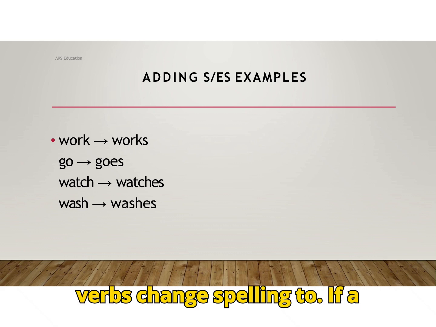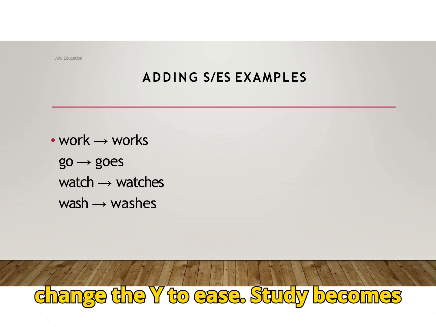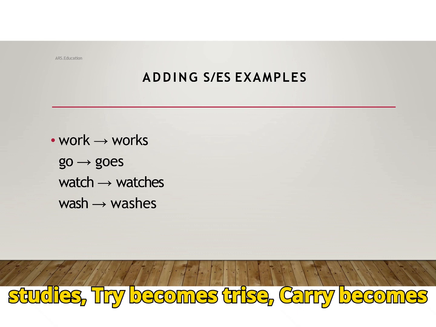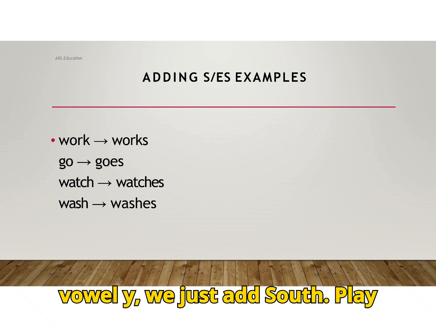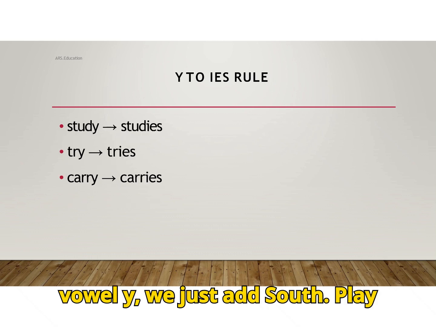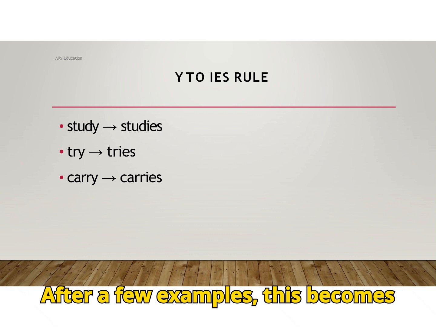Some verbs change spelling too. If a verb ends with a consonant plus y, we change the y to ies. Study becomes studies, try becomes tries, carry becomes carries. But if it ends with a vowel plus y, we just add s. Play becomes plays, enjoy becomes enjoys. After a few examples, this becomes automatic.